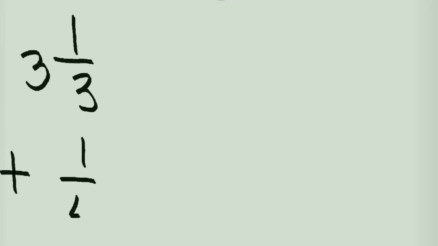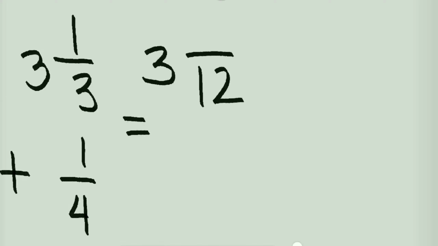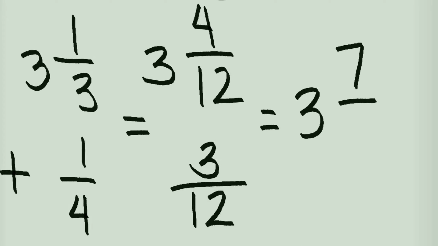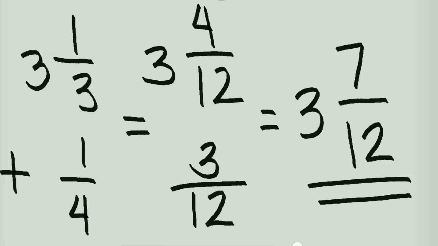Number 1, 3 and 1/3 plus 1/4. The LCD of 3 and 4 is 12. 12 divided by 4 times 1 is equal to 3. 12 divided by 3 times 1 is equal to 4. 3 and 4/12 plus 3/12. 4 plus 3 is 7 over 12. The answer is 3 and 7/12.